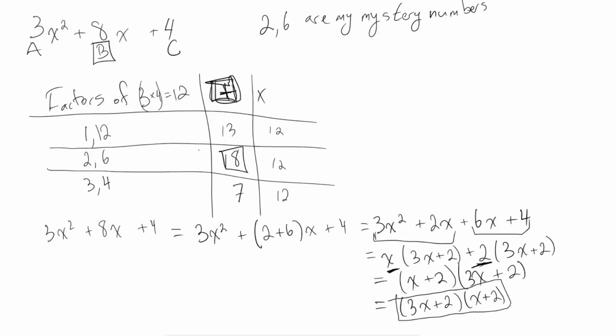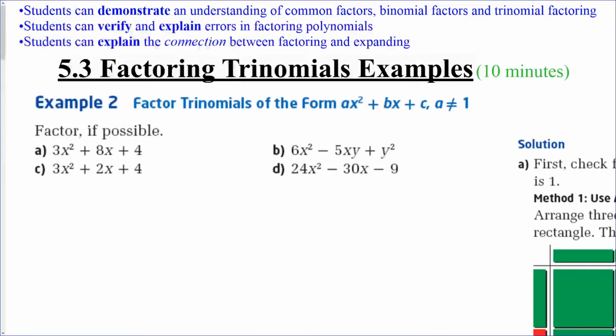For my second, my 2b here, I have 6x squared minus 5xy plus y squared. I avoided it in example 1, but I think we probably should deal with these y's here. So we will be dealing with it in this second example. Once again, I'm going to just rewrite what we had: 6x squared minus 5xy plus y squared. And this is my A, this is my B, this is my C.